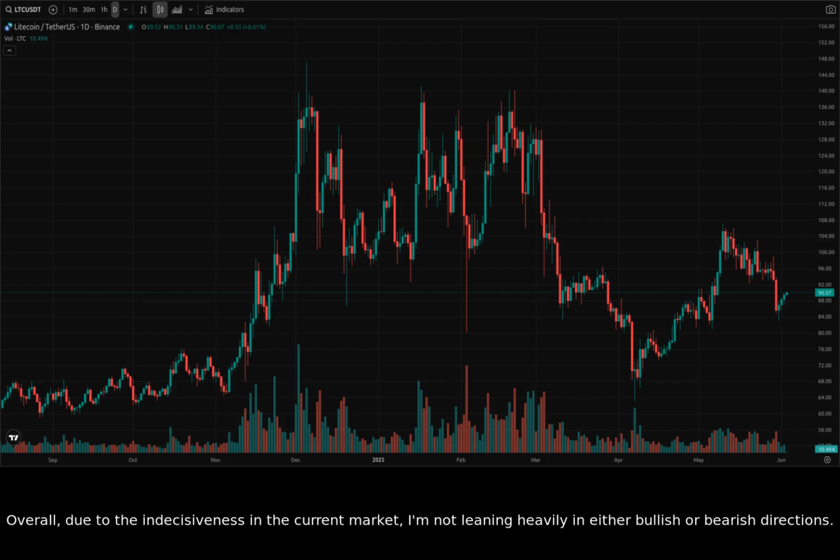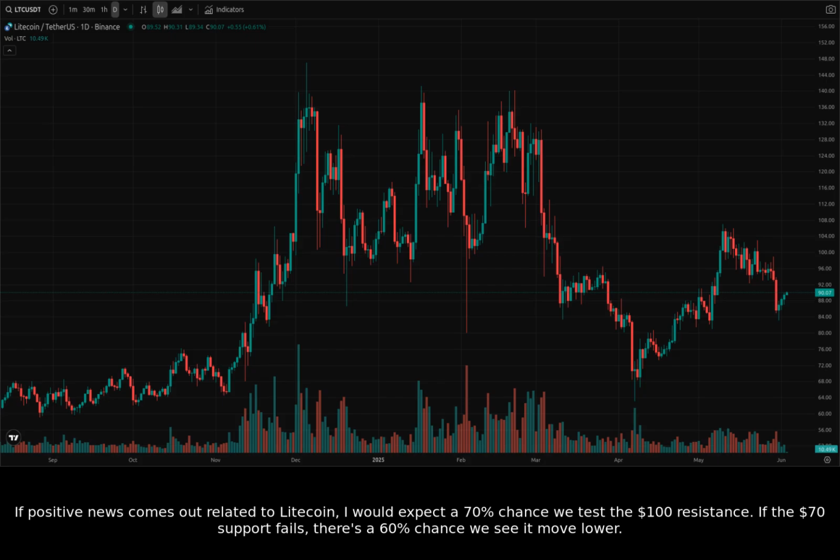Overall, due to the indecisiveness in the current market, I'm not leaning heavily in either bullish or bearish directions. If positive news comes out related to Litecoin, I would expect a 70% chance we test the $100 resistance. If the $70 support fails, there's a 60% chance we see it move lower.